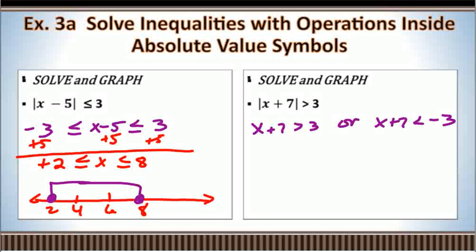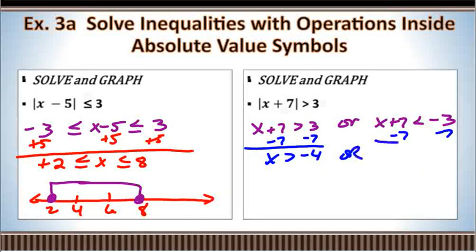Now to solve that, subtract 7 on both sides. I'm going to do that for both. And I have x is greater than negative 4, or x is less than a negative 10.